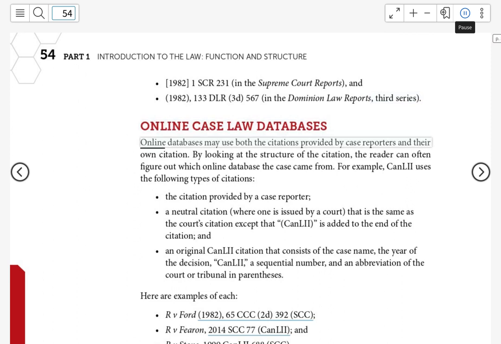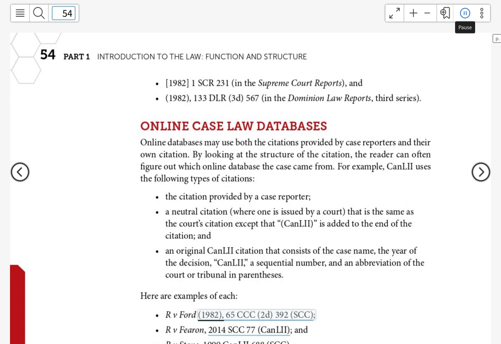Online case law databases. Online databases may use both the citations provided by case reporters and their own citation. By looking at the structure of the citation, the reader can often figure out which online database the case came from. For example, CanLII uses the following types of citations: the citation provided by a case reporter, a neutral citation, where one is issued by a court, that is the same as the court's citation except that CanLII is added to the end of the citation, and an original CanLII citation that consists of the case name, the year of the decision, CanLII, a sequential number, and an abbreviation of the court or tribunal in parentheses. Here are examples of each.